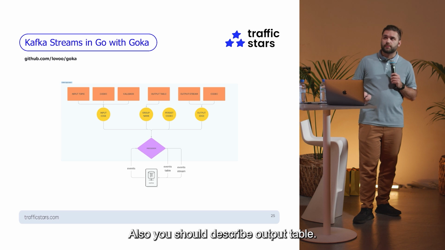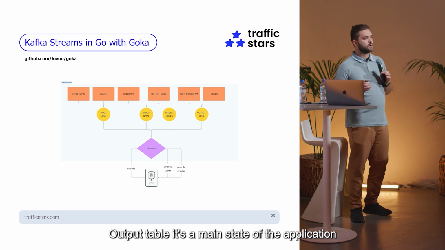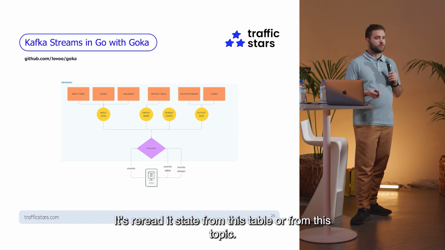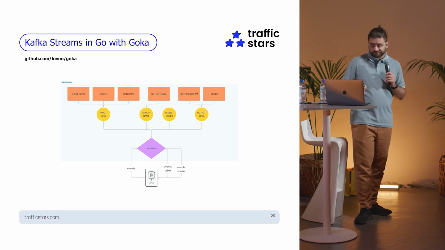Also, you should describe the output table. The output table is the main state of the application, and when the application restarts, it rereads its state from this table or from this topic.